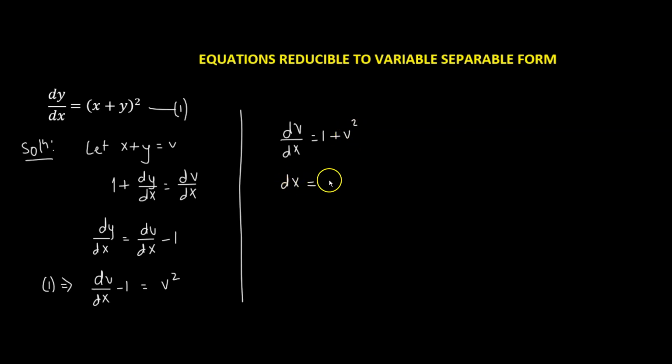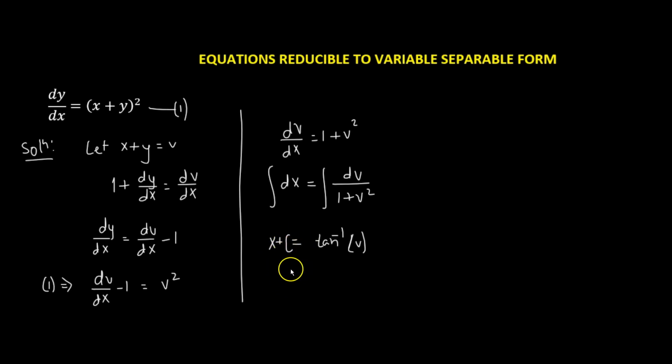Separating the differentials, we have dx equals dv divided by 1 plus v squared. So now we have reduced the original differential equation to a variable separable form. That means we can integrate both sides. Integration of dx is pretty straightforward, so that's x. And from the table of integrals, integration of dv over 1 plus v squared will be tangent inverse of v. And let's take the constant of integration on the left hand side, plus c.